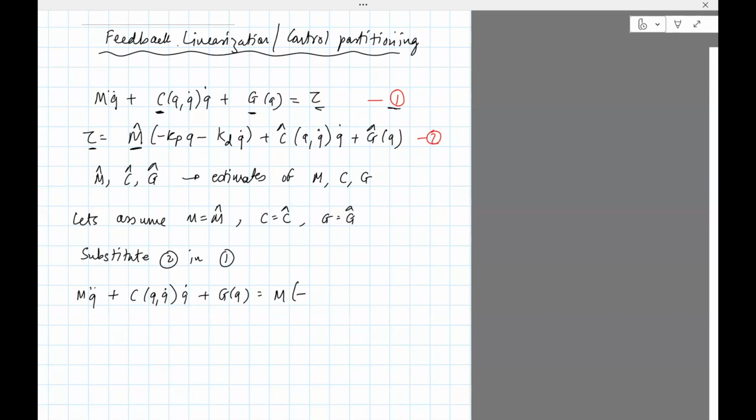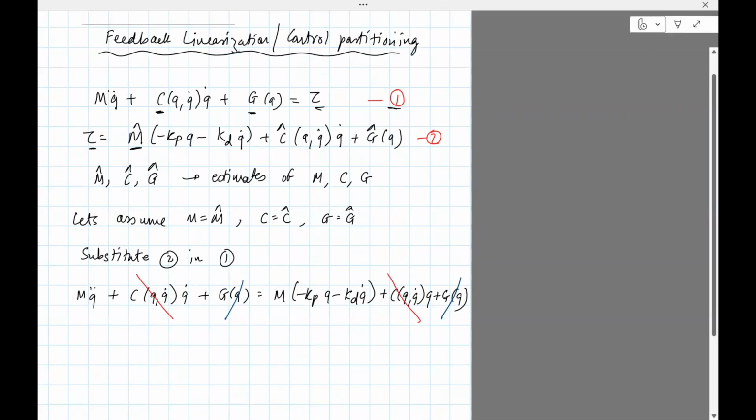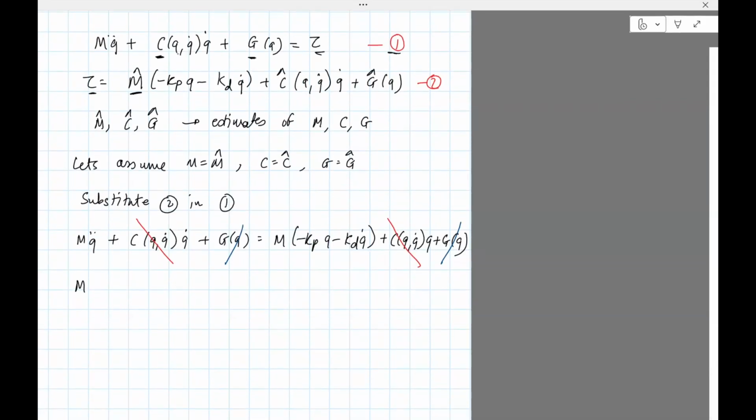So I have m minus kpq minus kdq dot plus cq q dot q plus gq. Okay, so the way it's set up, this thing will cancel with the thing over here. This g will cancel with this g, and you'll be left with a single equation which looks like this: q double dot plus kdq dot plus kpq equals 0.